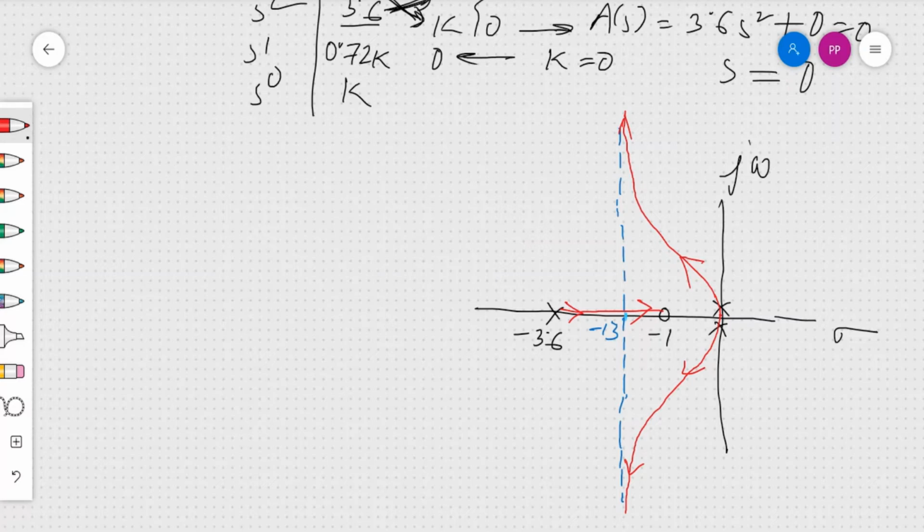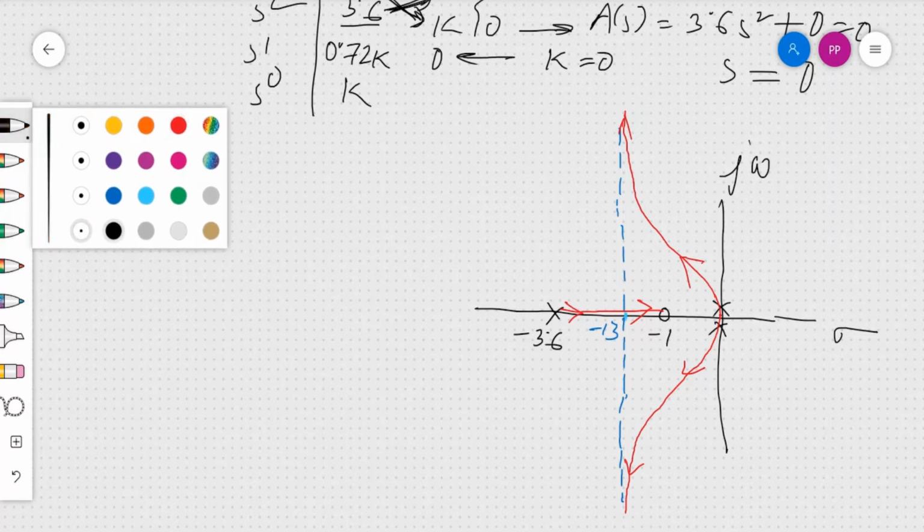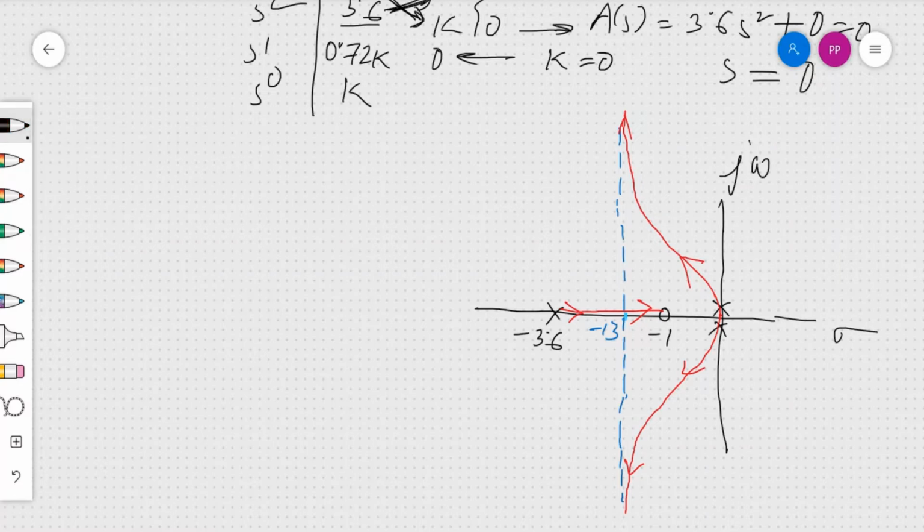So therefore we have two of the root locus branches terminating at infinity. So k tends to infinity, and here also k tends to infinity. The pair of poles at the origin is where the root locus will start, and similarly at pole minus 3.6 the root locus will start. So this is the way we should draw the root locus for this problem.